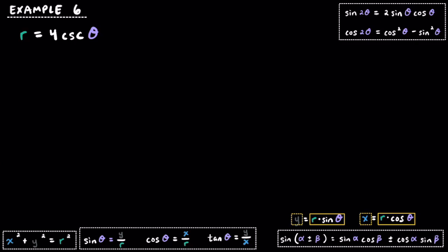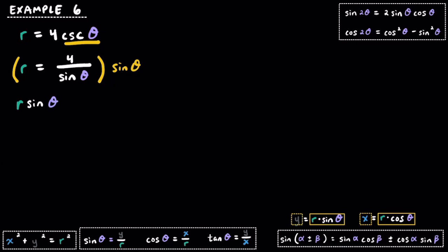In example 6, let's try the equation r is equal to 4 times cosecant of theta. So remember that cosecant of theta is just 1 over sine of theta, so let's rewrite this equation in terms of sine of theta instead. So we'll say r is equal to 4 over sine of theta. Now let's just multiply both sides by sine of theta. On the left side, we're going to have r times sine of theta, and on the right side, those sine of thetas will cancel out with each other, and this is just going to equal 4.